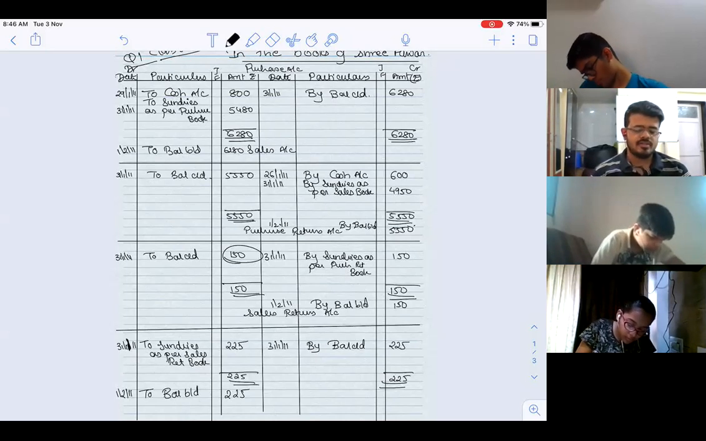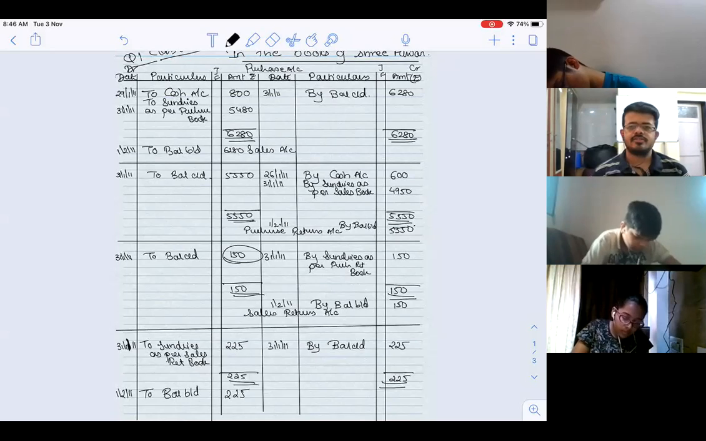Should I discuss? हो गया ledger? So wait for 5 minutes.